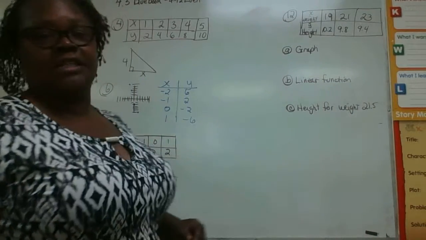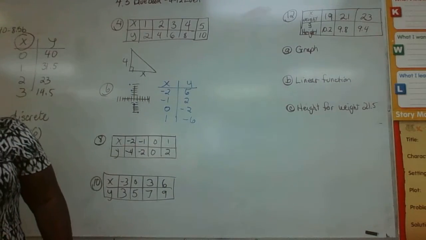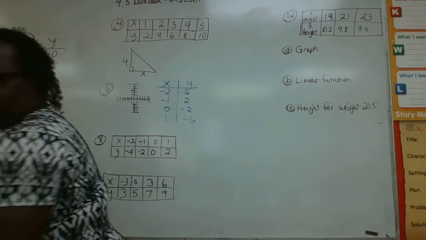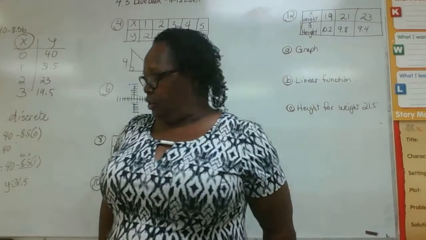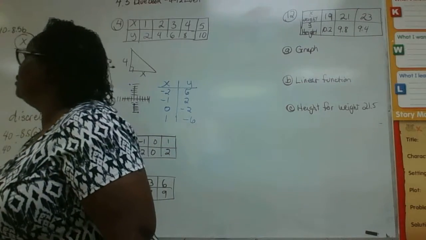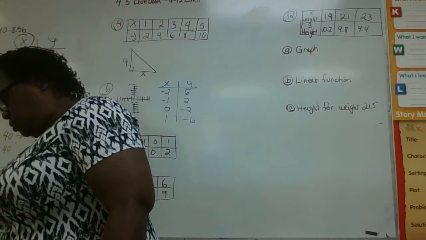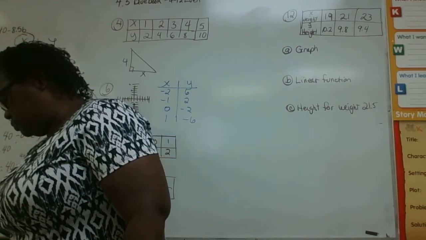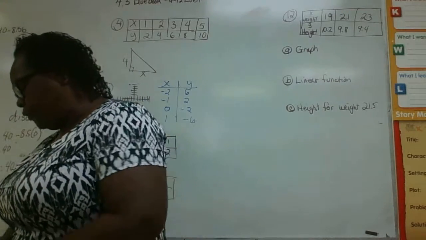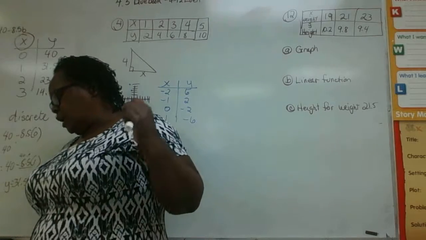Hi, we're on section 4.3, and today we are using our domain and our range to determine the linear equation. So let's take a look. We're on page 166. All right, starting with number 4, it says the table shows a familiar linear pattern for geometry.